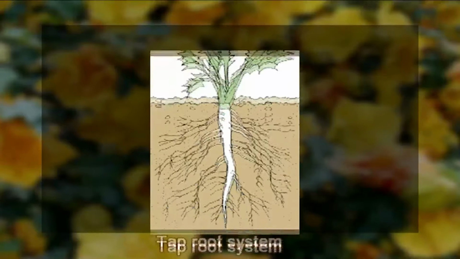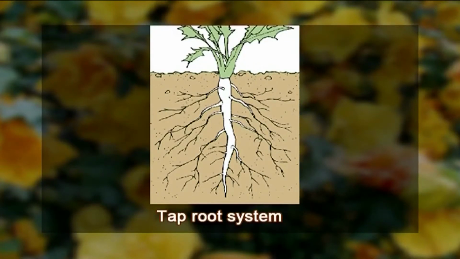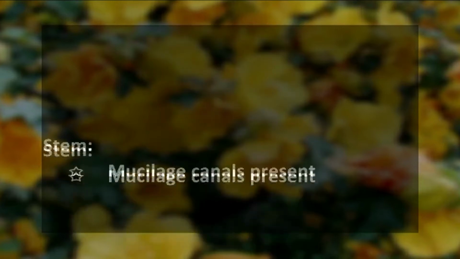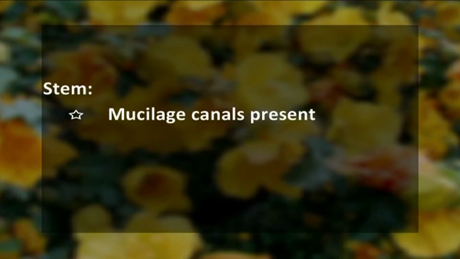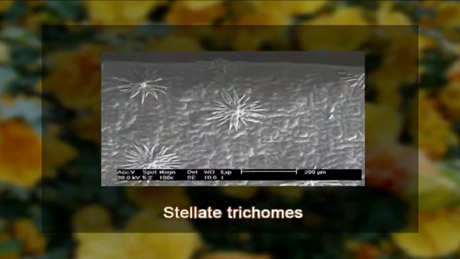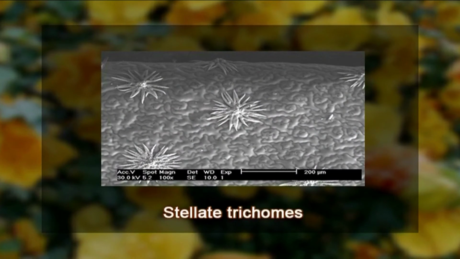Now the root. As Malvaceae belongs to dicots, here we have a typically taproot system. The stem in the case of Malvaceae is often associated with mucilage canals. Also, the stem has either stellate trichomes, stellate meaning star-shaped hairs, or peltate scales.